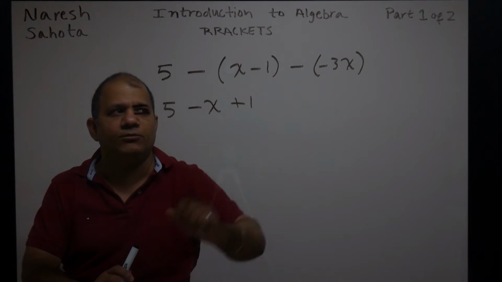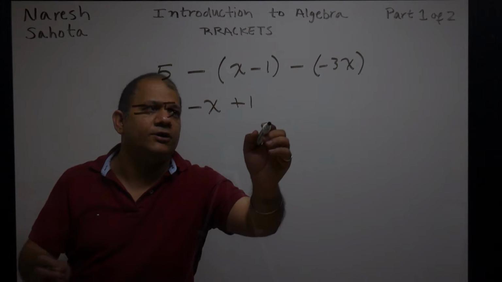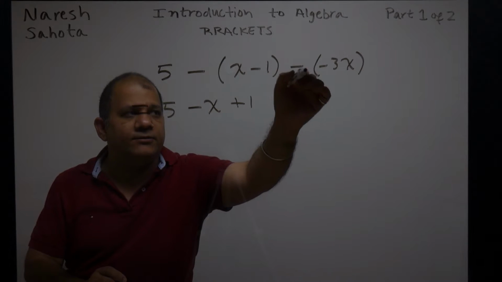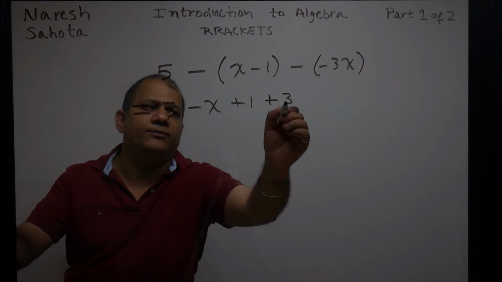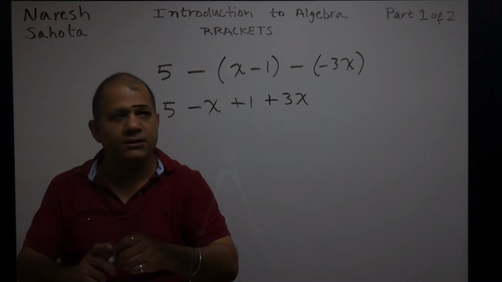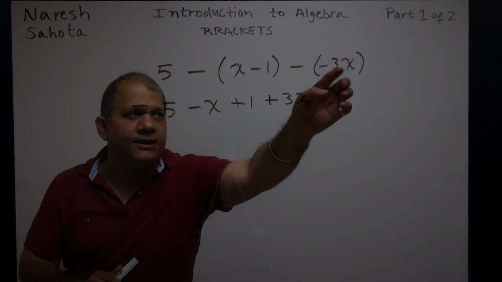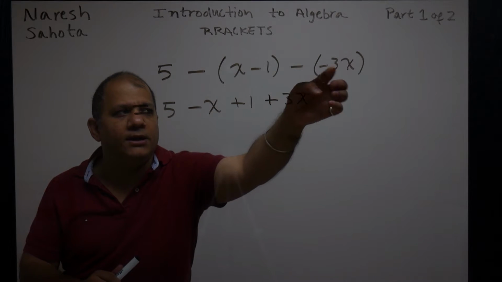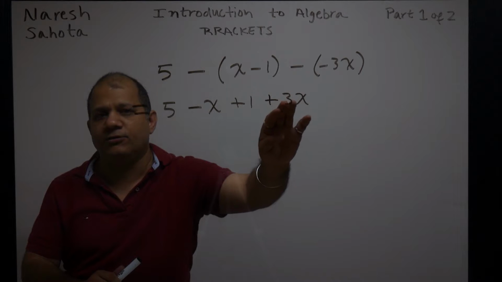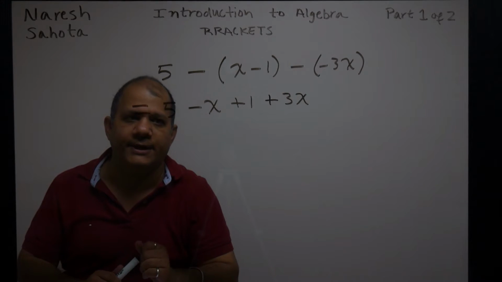Now, let's remove brackets from the third term. Negative times negative is positive. So positive 3x, simply because this bracket is being multiplied by a factor of negative 1, when it comes out, the sign will change, becomes positive 3x.